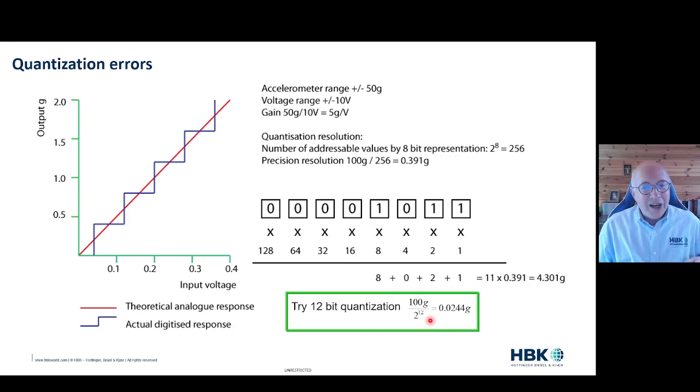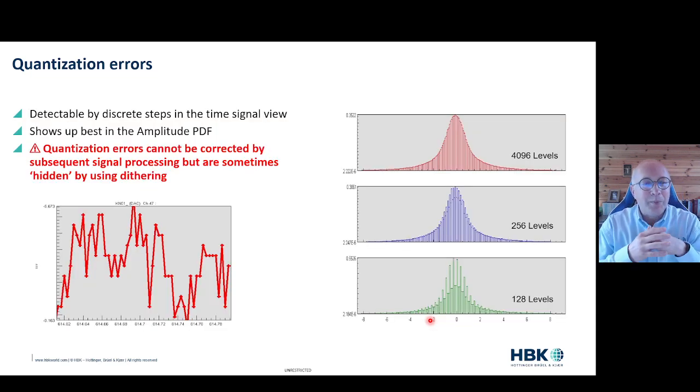So how do we know whether we've introduced quantization at the precision that we're after? There's a couple of ways. One, we can zoom into the time history and you'll start to see that there are no points in between this range. They're always at these set stages. So we can see in the time history when we zoom in if we've got quantization problems.